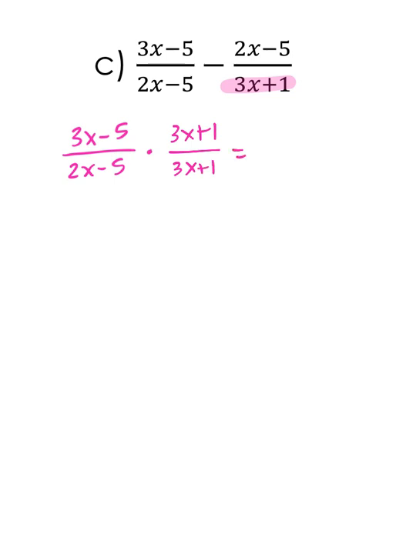So that gives me 9x squared, let's see, minus 12x minus 5 over my common denominator.